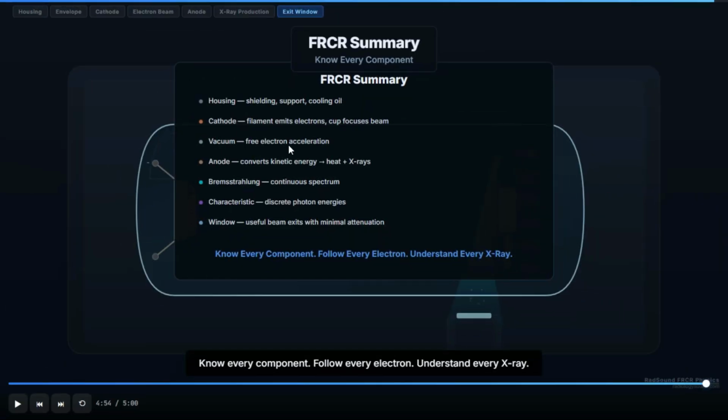We have the cathode, we have the vacuum, free electrons, acceleration, and we have the anode to convert kinetic energy into heat and X-rays, from tube to tissue.